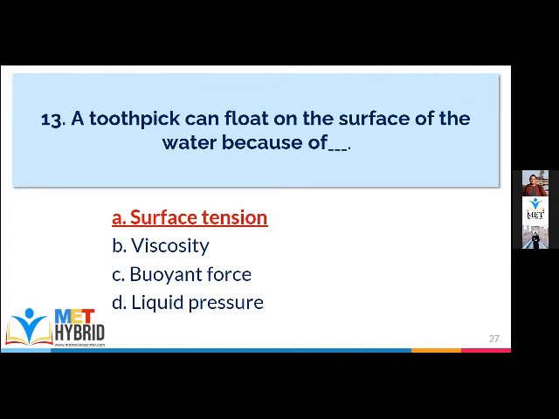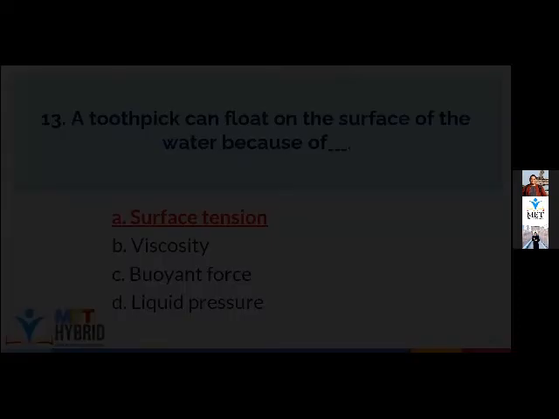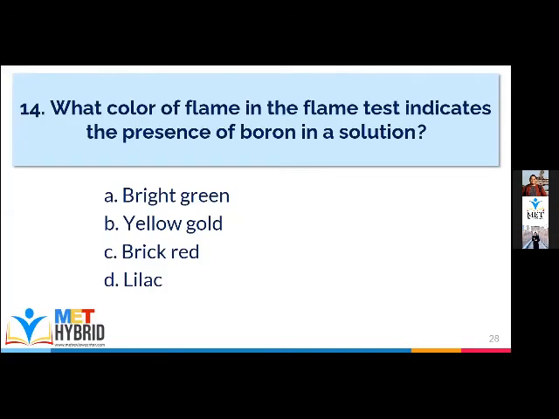So for 13, you have letter A, surface tension. Number 14: what color of flame in the flame test indicates the presence of boron in a solution? A, bright green; B, yellow gold; C, brick red; D, lilac. So yes, letter A, bright green. For boron, the result for the flame test would be bright green.